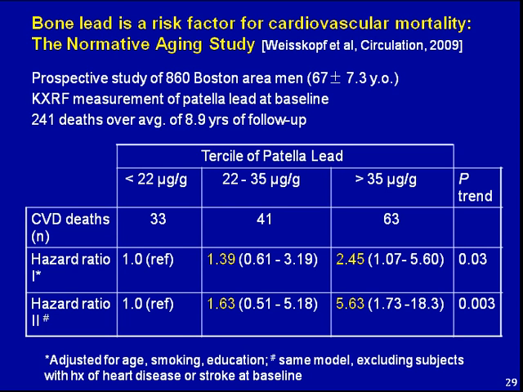If you excluded, and this is in the bottom line, individuals who had a history of heart disease or stroke at the time of their entry into the study, in other words, individuals who were perfectly healthy at the time that they were first studied about 9 years earlier, there was more than a 5-fold increased risk of having a death from a cardiovascular endpoint.